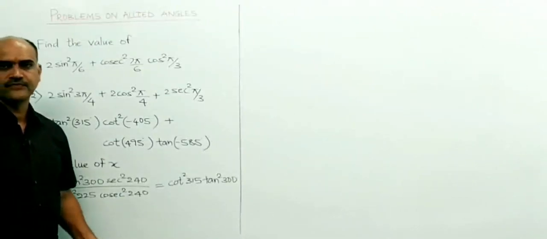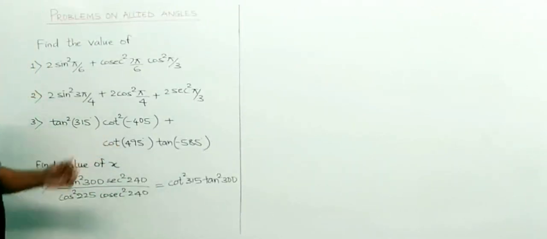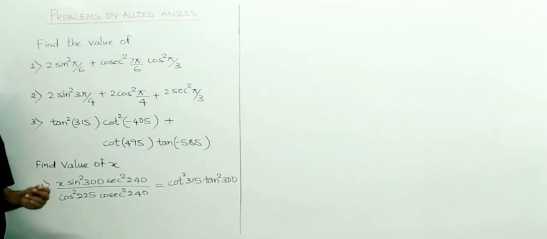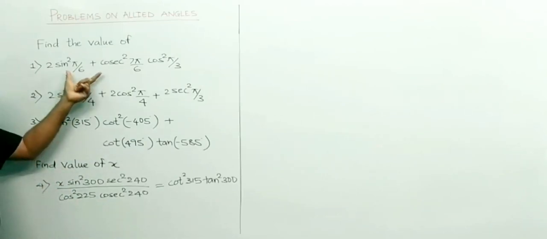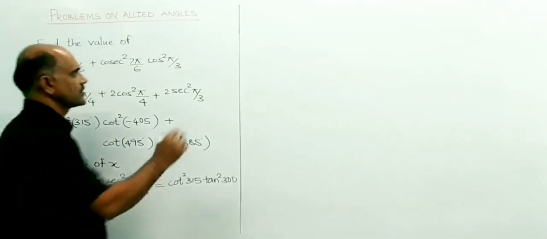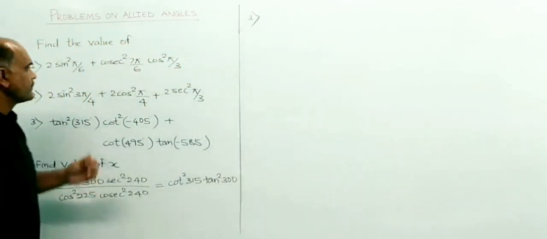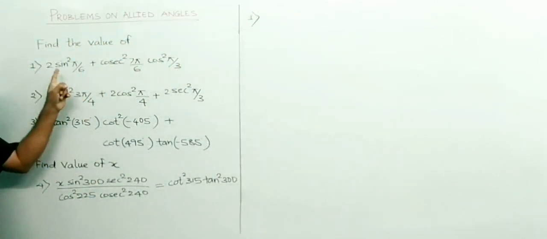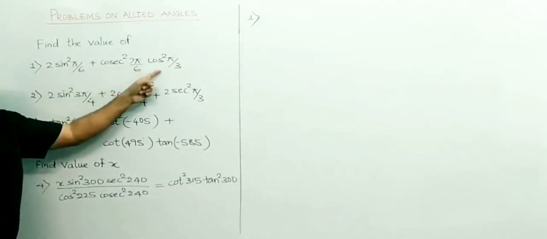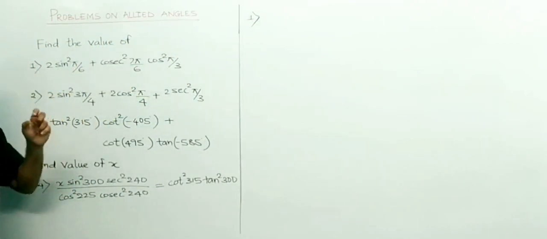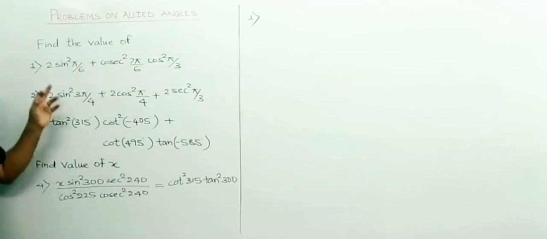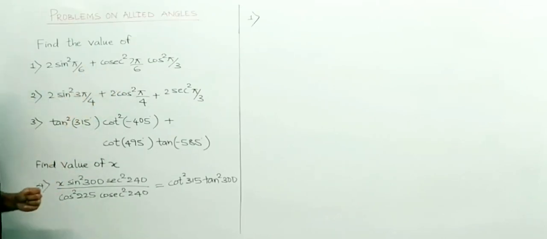Hello students. So today we will see few problems on allied angles. So here I have written 4 problems. We will solve one by one. So if I take first one, you are required to find value of. So first one, what you do first, individually you find the values of these functions. Separately you find the values, then substitute in given expression.